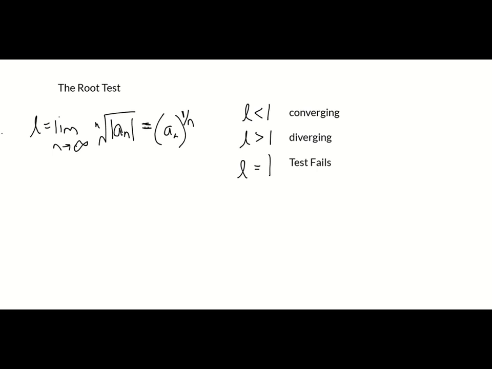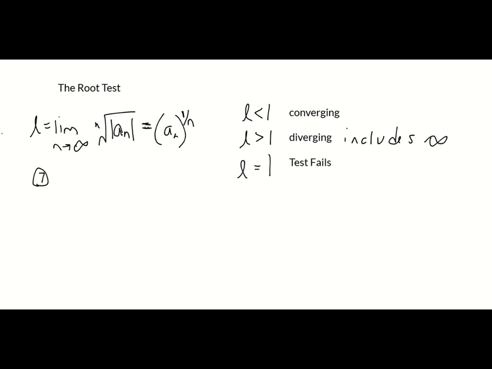So sometimes it's helpful to have it as a root, sometimes as a power. If that limit is less than 1, we're going to say that the series is converging. If the limit is greater than 1, which includes infinity, then it's a diverging series. And if the limit is equal to 1, the test fails. So let's try an example of this.